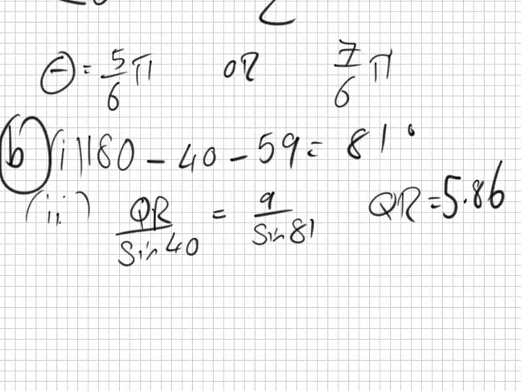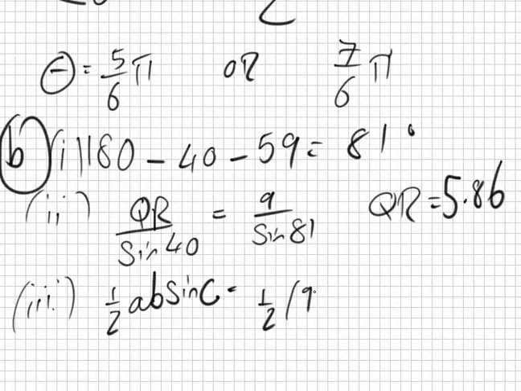Okay, part 3. Do you remember the formula to calculate the area? What's the formula for the area? A half AB sine C. So here would be a half, 9, 5.86, and what's the angle between side 9 and side 5.86? 59. Yes. So the area here, a half times 9 times 5.86 times sine 59. So the area is 22.6.